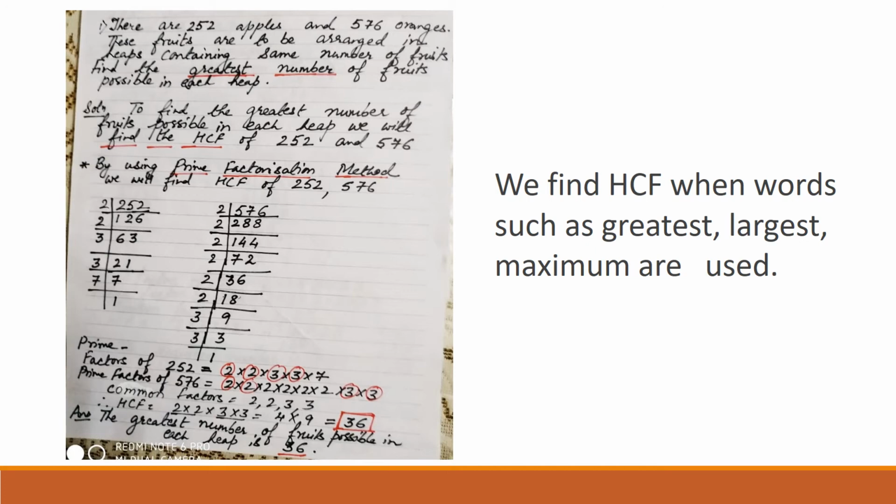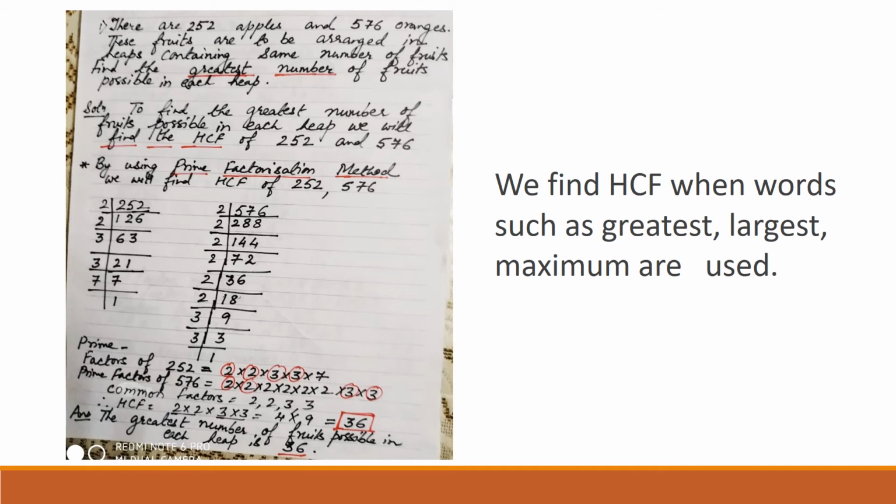Now 2 ones are 2, 2 fours are 8, 2 fours are 8. Again the number is divisible by 2 because 144's last digit is 4. 2 sevens are 14, 2 twos are 4. Again 72 is divisible by 2 because 2 is the last digit. 2 threes are 6, 1 2 is 12, 2 sixes are 12. Again it is divisible by 2 because the last digit is 6. 2 ones are 2, 1 6 is 16, 2 eights are 16. Now 18 is the quotient.